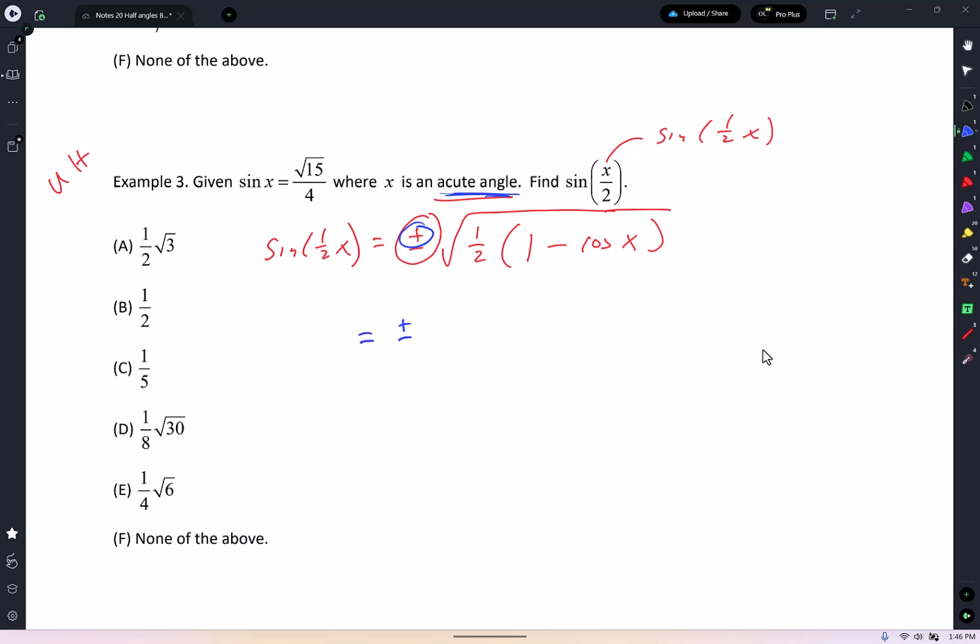Plus minus, and I don't know why I changed it to blue. Let me go back to red. Actually, you don't need the plus minus. We already know it's positive. Square root of 1/2 parenthesis 1 minus... Oh, we don't know cosine x. Take this sine x, quadrant 1.